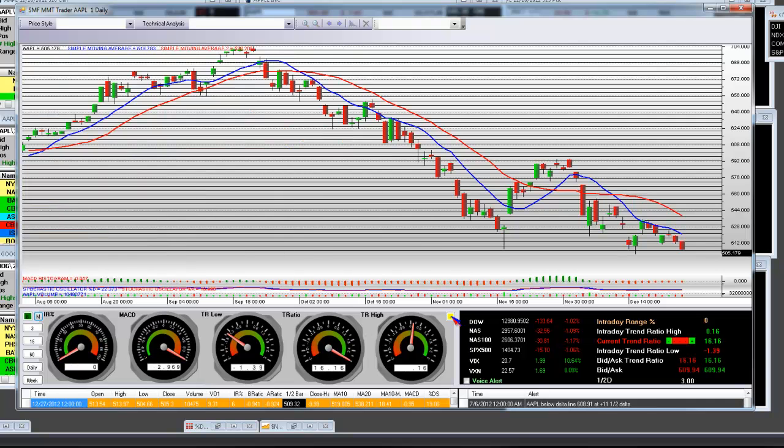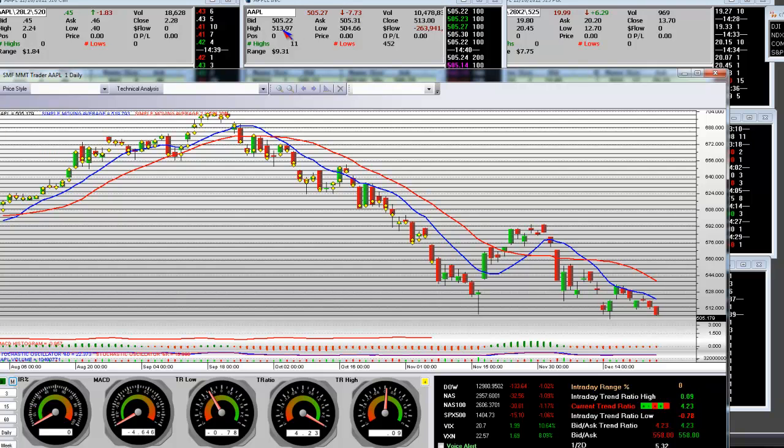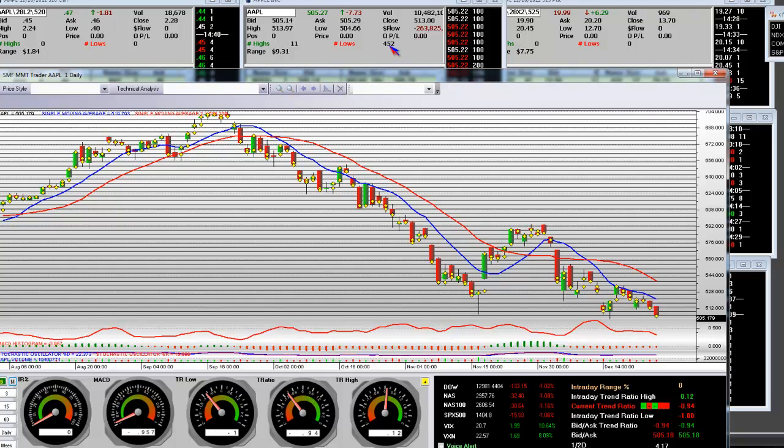Happy New Year, everyone. I've got Apple, and once again, this is a daily chart in the Stock Market Funding MMT Market Maker platform, which is all done with mathematics, and there's a system to it. I'm just going to show you today that we have a wall of resistance at 514 on Apple, and we're trading down, and we just made a lower low here at 504.66 with 452 lows intraday.